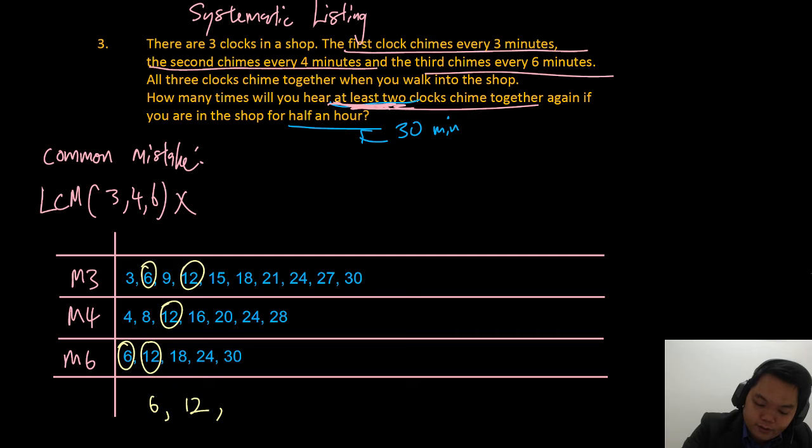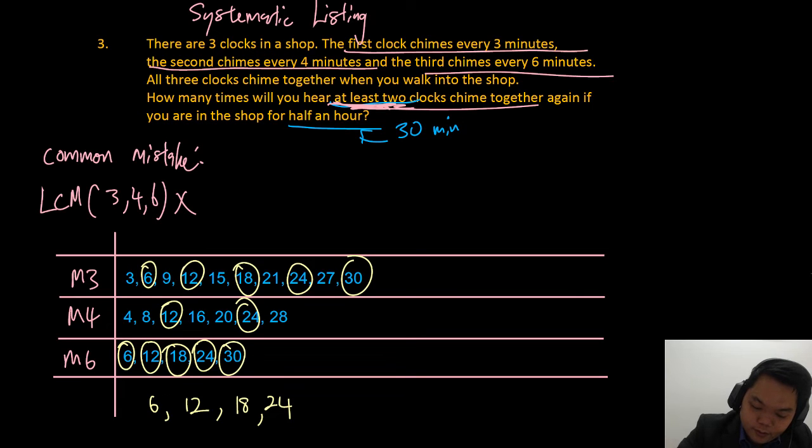Okay, the next one will be 18. Then the next one will be 24. And the last one will occur at 30. If you went by lowest common multiple and you just listed out 12 and 24, you're going to get it wrong because it chimed 5 times. Okay?